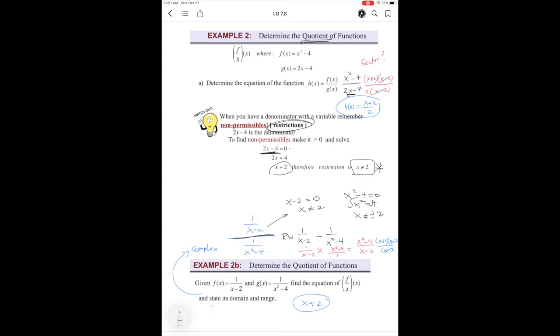Okay, and the domain and range are going to be x ∈ ℝ, except x cannot equal those restrictions, 2 and negative 2, and the range is y ∈ ℝ, y cannot equal, in this case, 0, because it's an asymptote. But don't worry too much about this stuff right here. We'll look at this in more depth later.